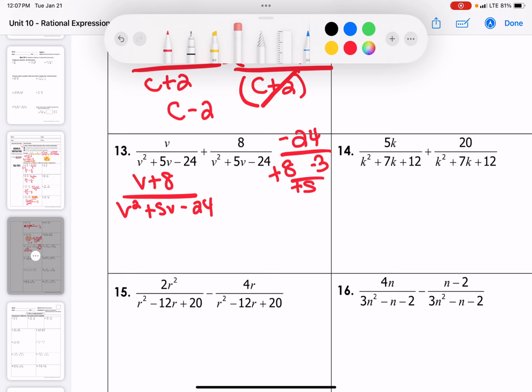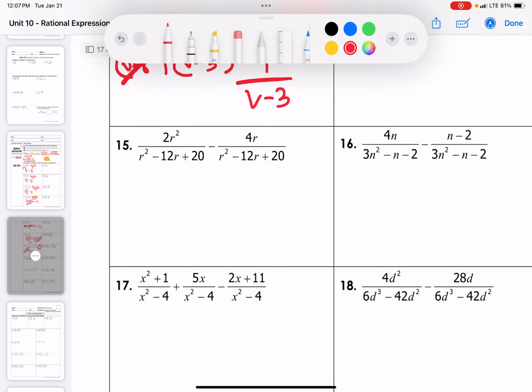So I'm going to rewrite this in the numerator. I'm going with v plus 8 and v minus 3. So now, can we cancel anything? Right, we can. The v plus 8's cancel, and I'm left with 1 over v minus 3. That's my answer. All right, 15.